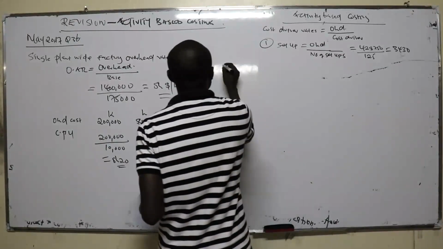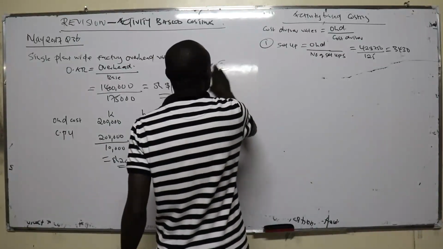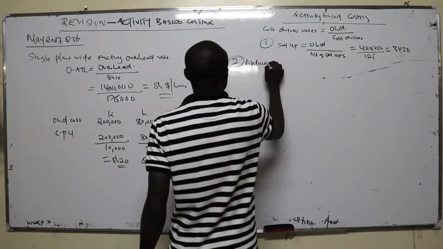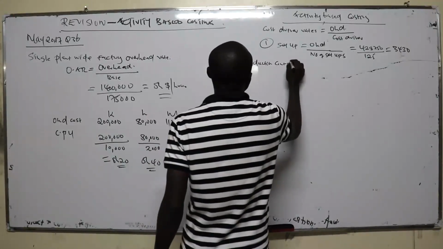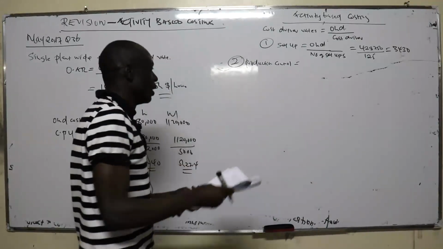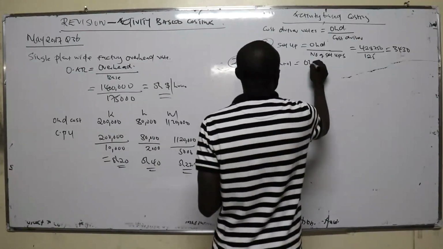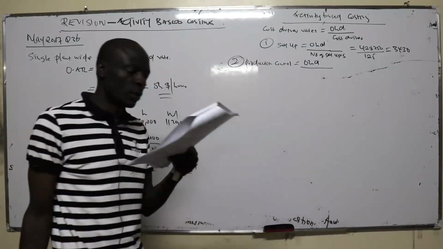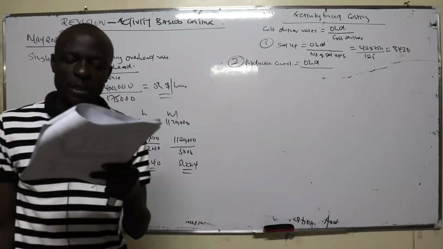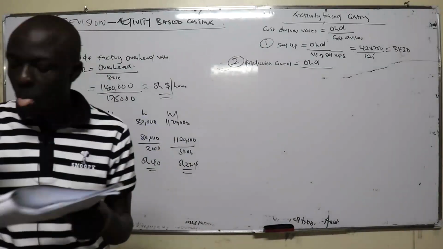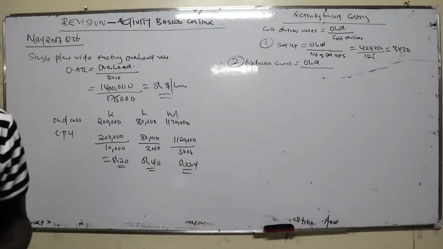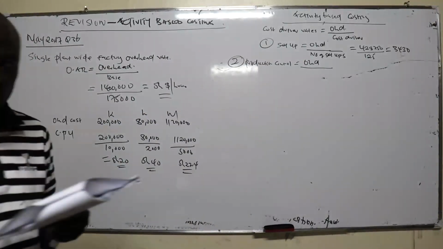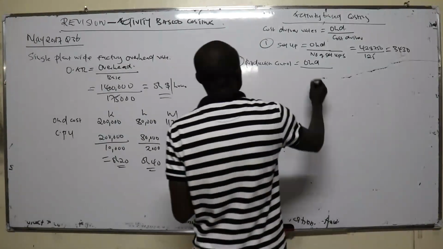Number two here, we have production control. Production control is going to be overhead over the number of production orders. So you're going to use production orders.